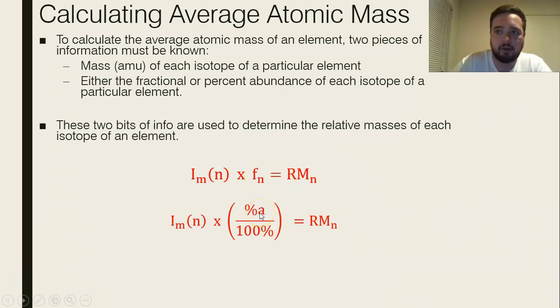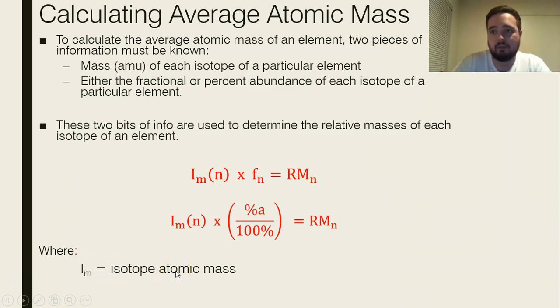So if you're given percent abundance or fractional abundance, you can do the exact same calculation. You just need to know that if you're given percent abundance, you need to use this one. If you have fractional abundance, you need to use this one. So again, I sub m is the isotope's atomic mass in AMUs. And then Rm is the relative mass of that particular isotope.